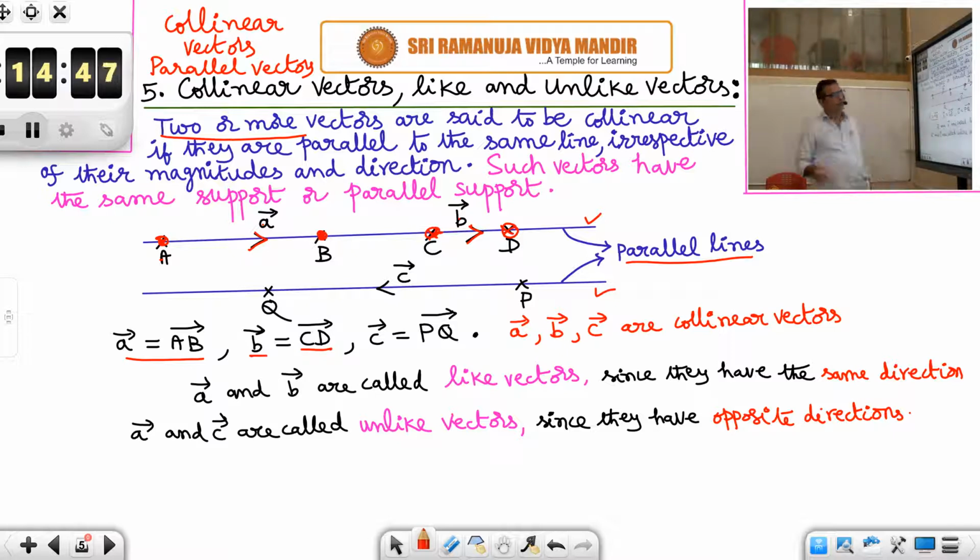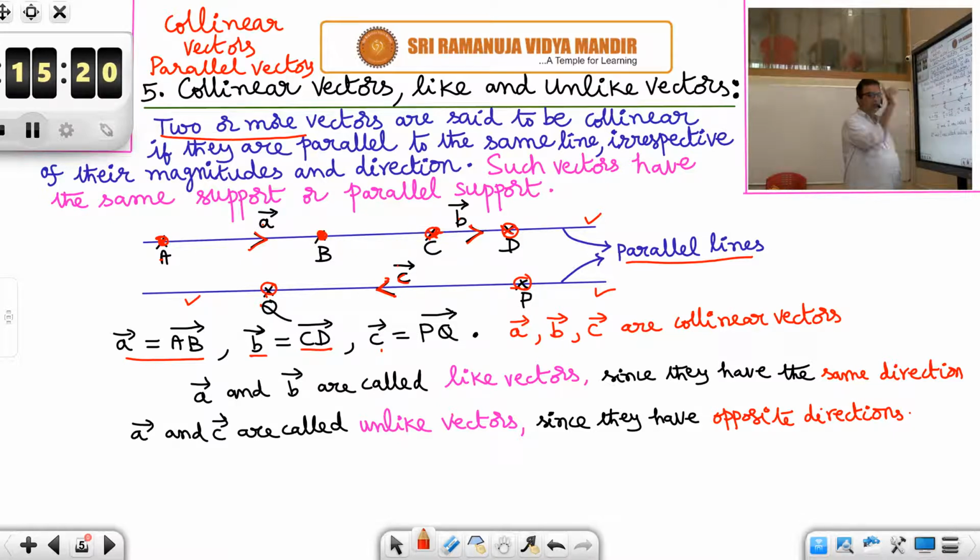And next, on the line below, I have taken 2 points P here, Q here, and I have put an arrow mark in the opposite direction like this. And I am calling it c bar. That means c bar is equal to PQ bar. P is the initial point, Q is the terminal point because the arrow is in this direction. Now we say that the three vectors a bar, b bar, c bar are collinear vectors.